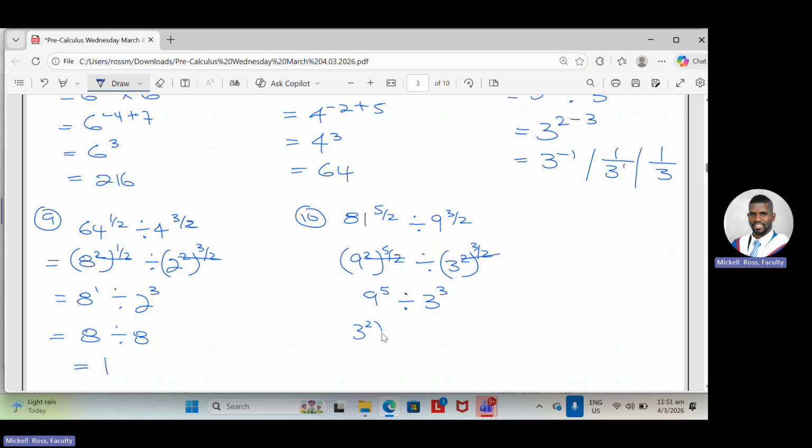If you want, you can still continue working it down with the 3, because the 9, you can say that that is 3 squared to the 5th divided by 3 cubed. So this is going to be 3 to the 10, 2 times 5 is 10, divided by 3 cubed.